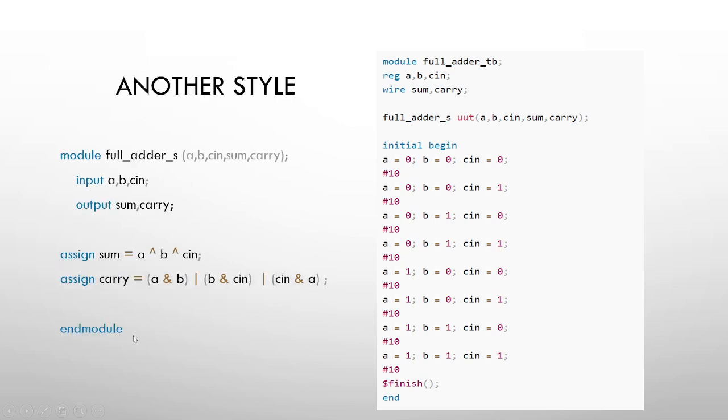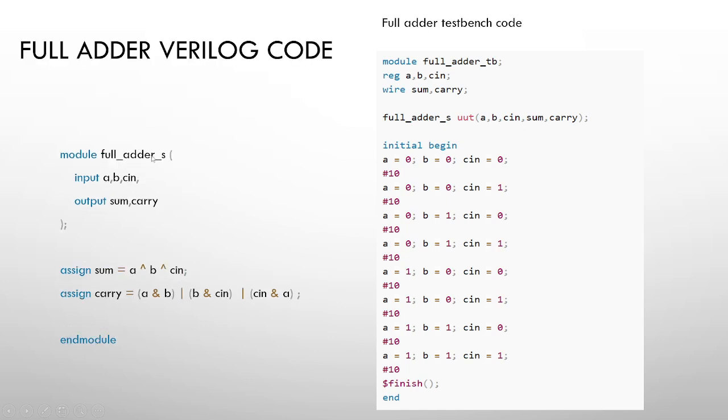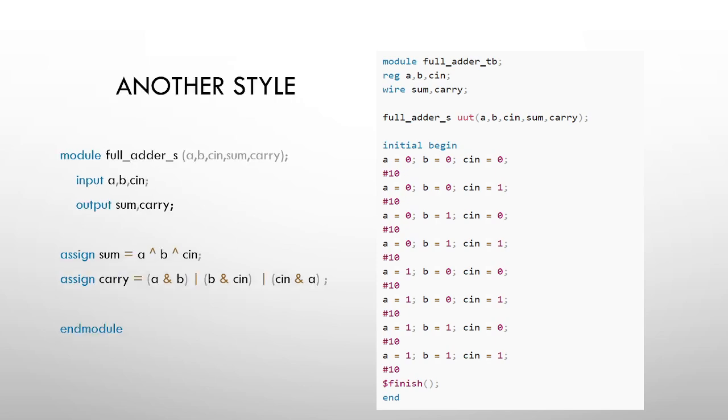There is also another way. See here, module followed by module name and then the ports list. You are not declaring which type of port it is, that is, the direction of the port, whether it is input or output, in the module header. Like see here, module full adder. In the previous example, within this brace only I had declared both input and output. Input and output are nothing but the direction of the port, which type of port it is. Here within the brace I am not declaring the direction, I am just keeping it as A, B, C in, sum and carry.